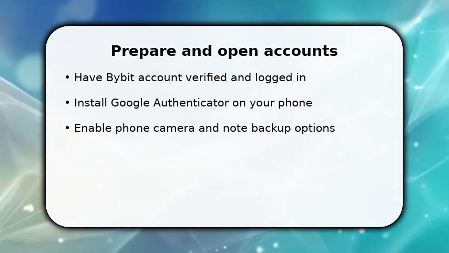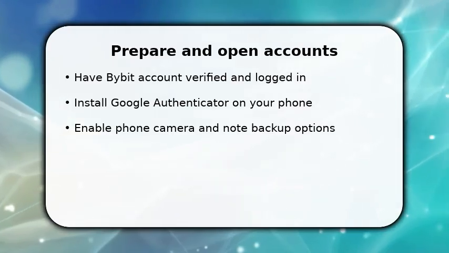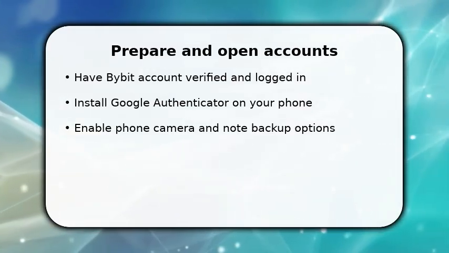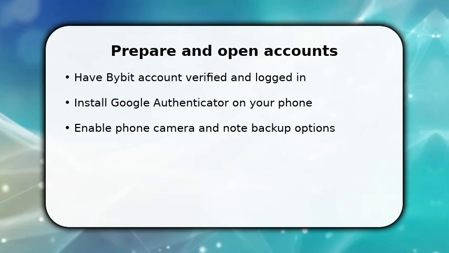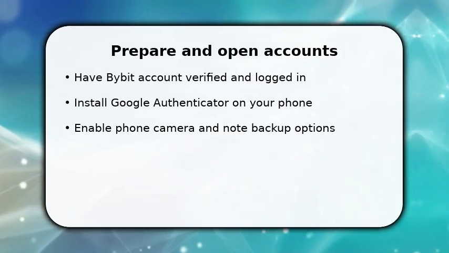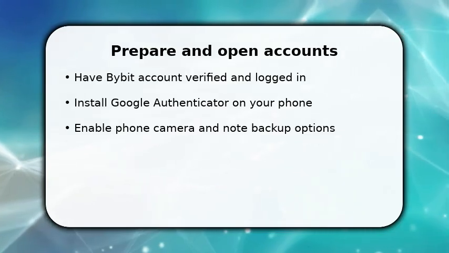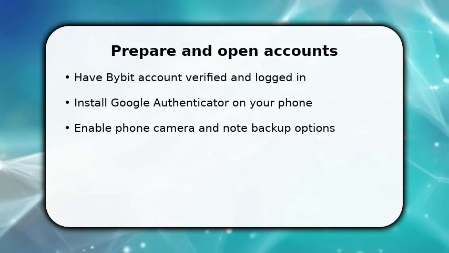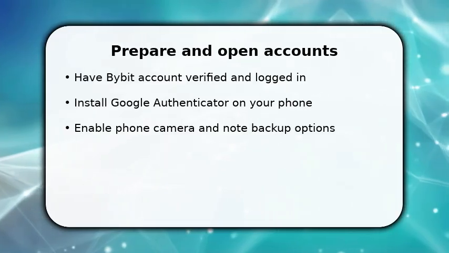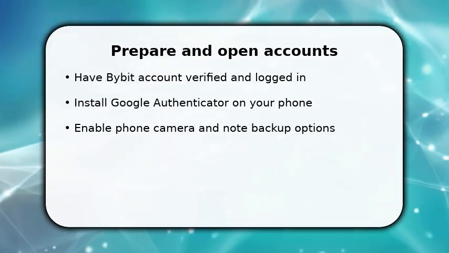You start by confirming your Bybit account is active and you can access settings. This matters because you'll need account controls to add 2FA. Open the Bybit app or website and go straight to security settings. Make sure Google Authenticator is installed on your mobile device and that your camera works for scanning QR codes.